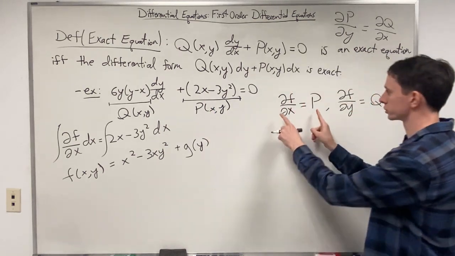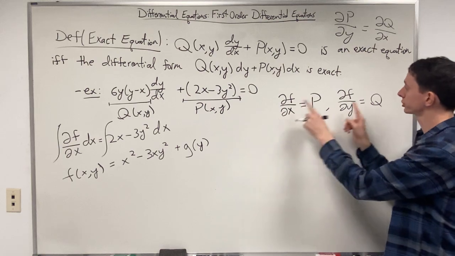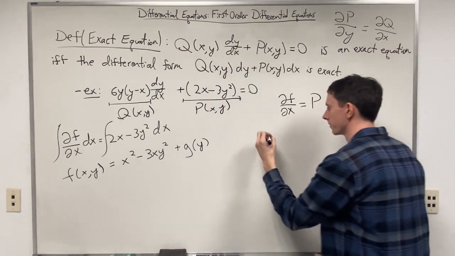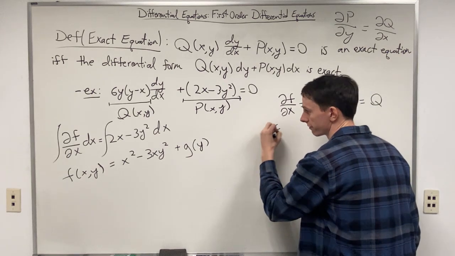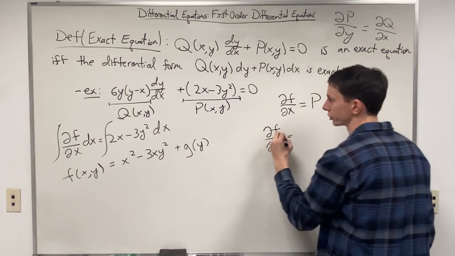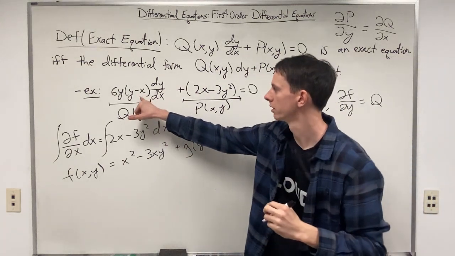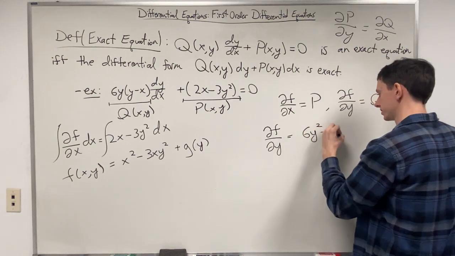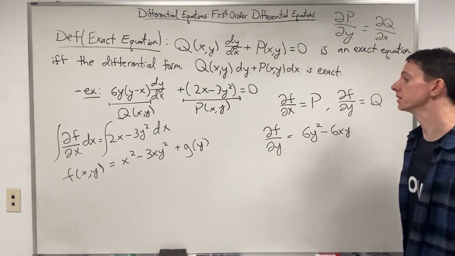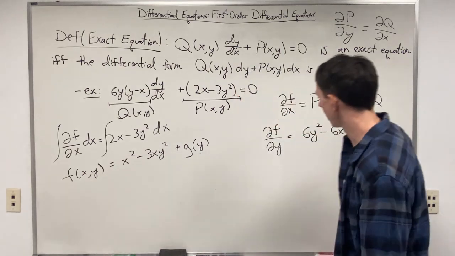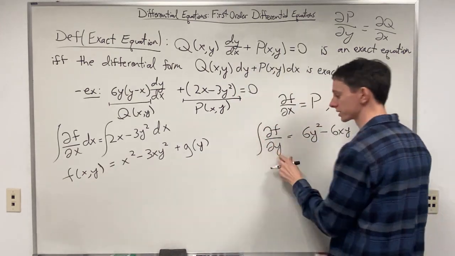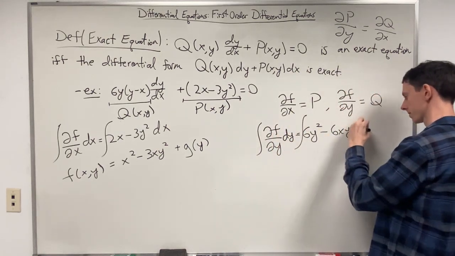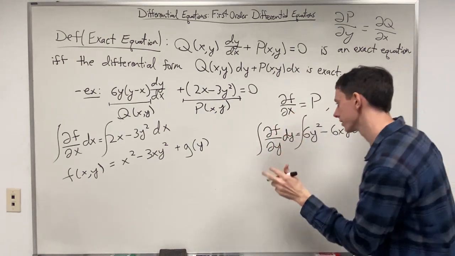And this is all for the first equation right here. Now let's go on to the second equation. Partial f partial y equals Q. I'll do that over here. So partial f partial y equals Q, and Q is going to be this term right here. So this is going to equal 6y squared minus 6xy. And same idea, if I want to obtain f by itself, I just need to integrate both sides of the equation with respect to y. And when I do that, let's see what I get.